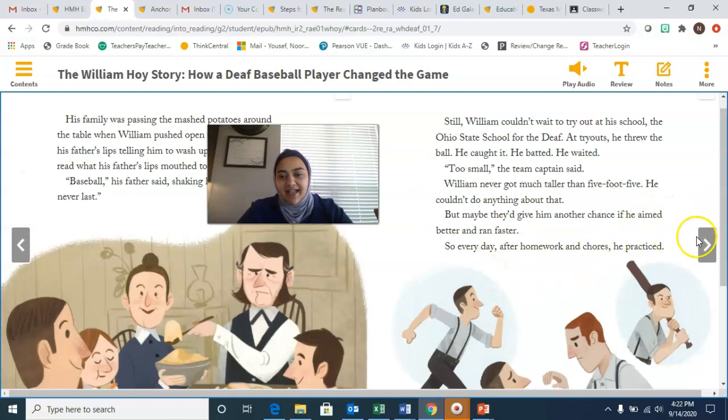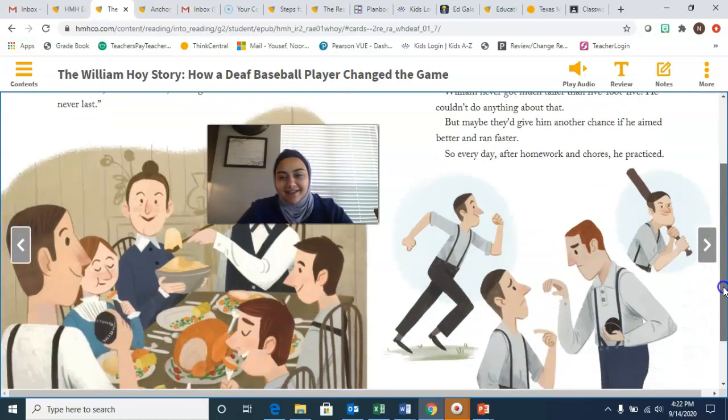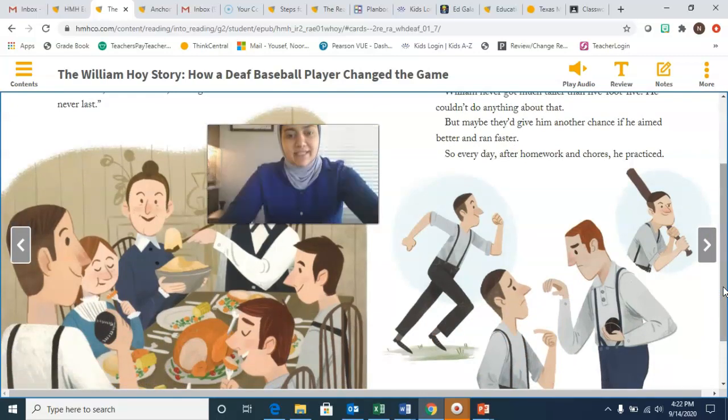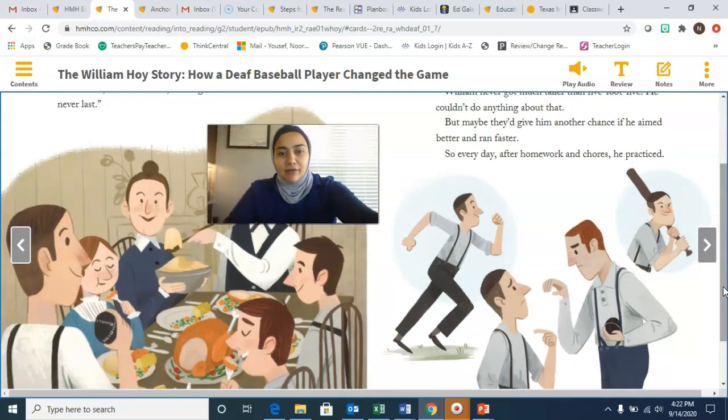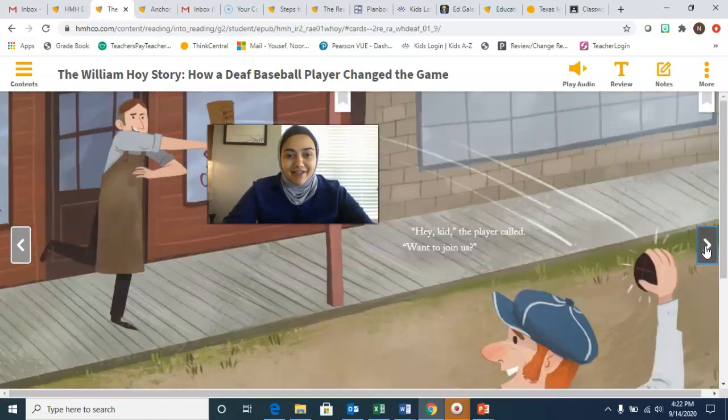So every day after homework and chores, he practiced. So was William a hard worker? Yeah, he wasn't going to let his size ruin this game for him. Yeah, he was short. You can't do anything about that. You can't make yourself taller. You were born that way. But you can practice at throwing the ball, right, and having really good aim. And by practicing, you do get better. And he can practice running every day. And with that, you get faster.